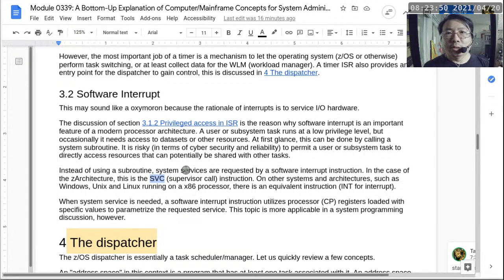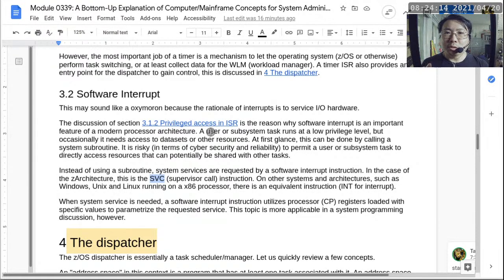All right, so let's put those two things together. Okay, why are they related? We talked about how inside an ISR, we talked about how an ISR requires privileged access to memory locations and I/O devices and other system resources.